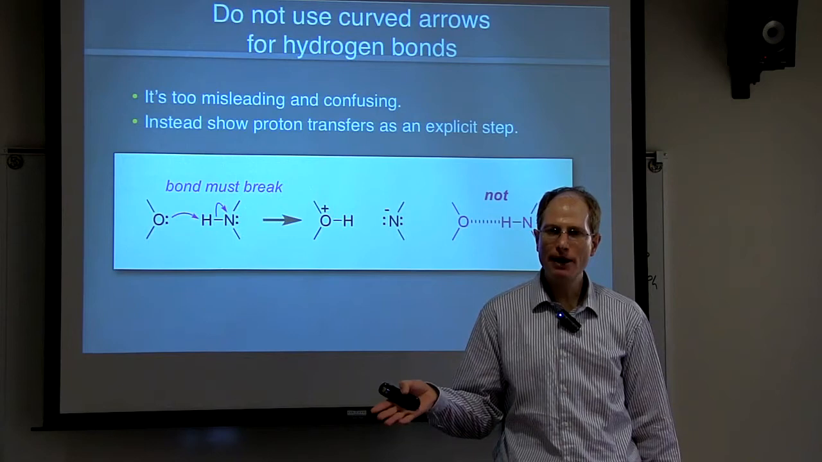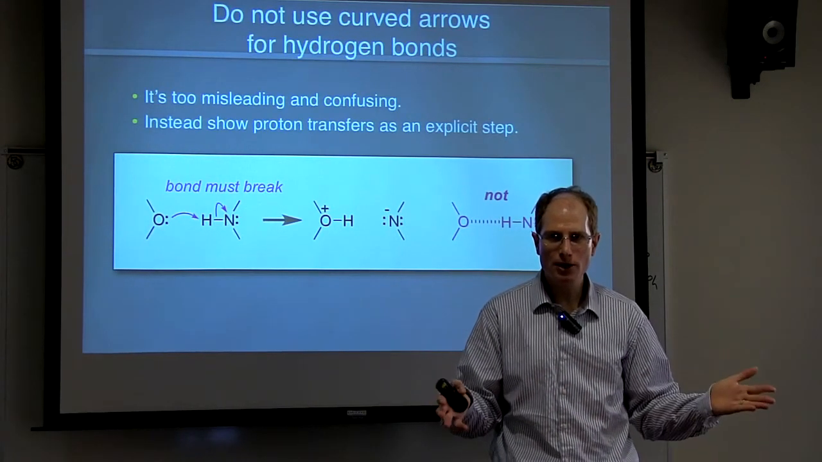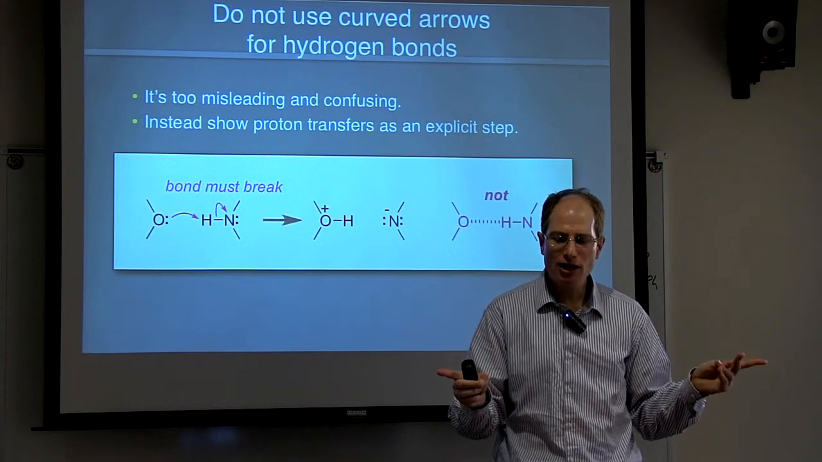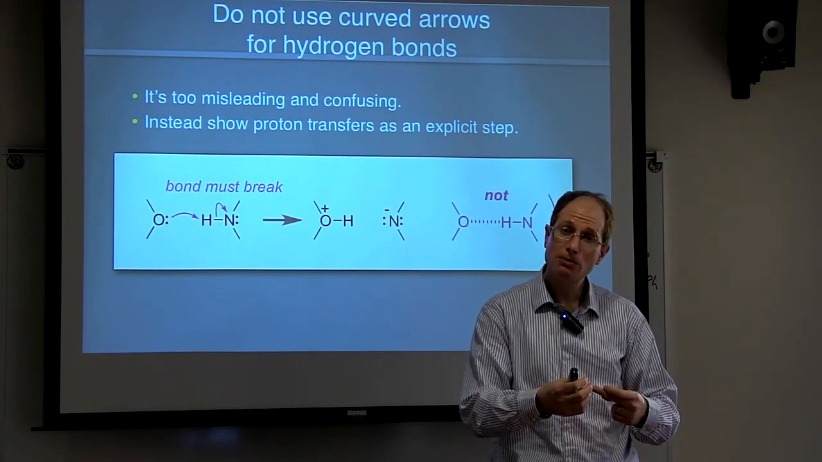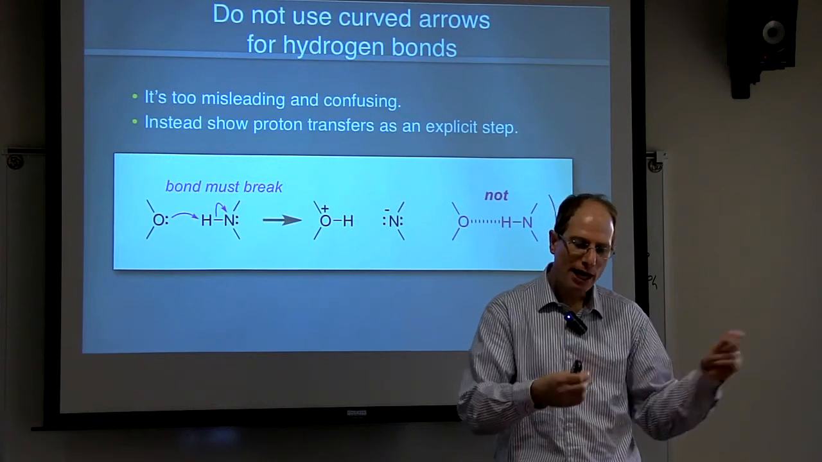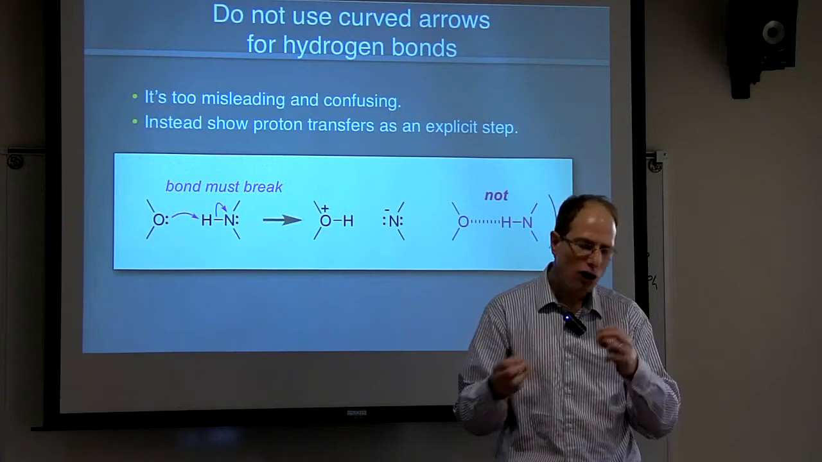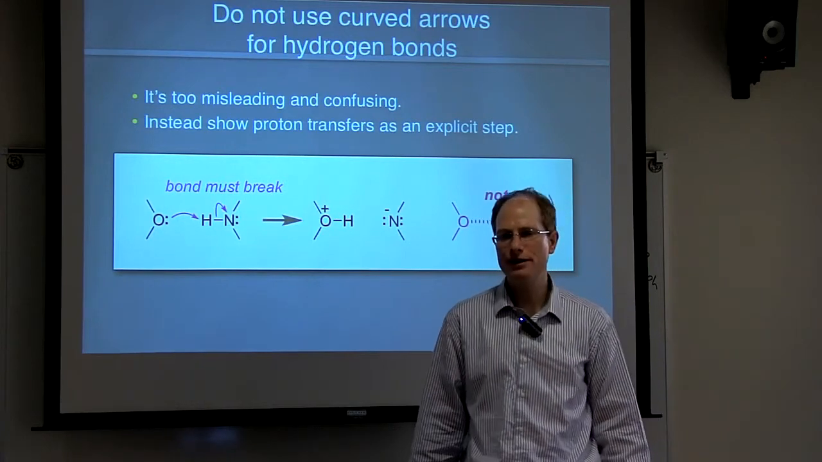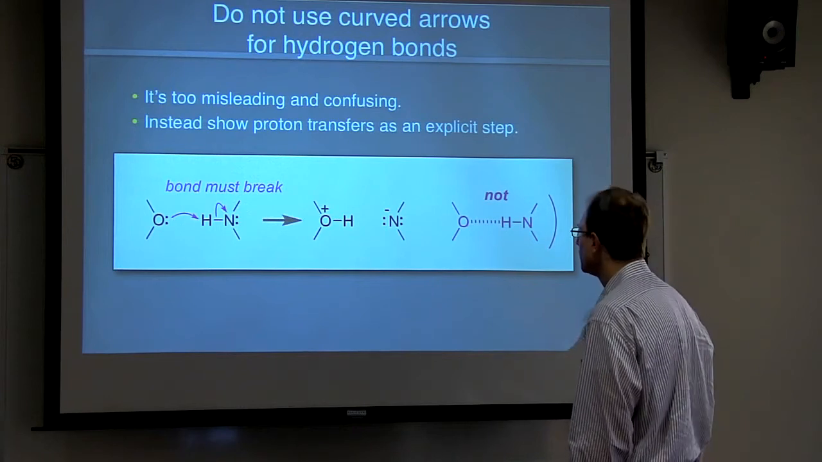Curved arrows depict the overlap of filled and unfilled molecular orbitals, whereas hydrogen bonds show us a partnership of sorts between a donor and an acceptor, and there really isn't this sort of overlap that leads to a covalent bond in the case of a hydrogen bond. And this becomes tremendously confounding.